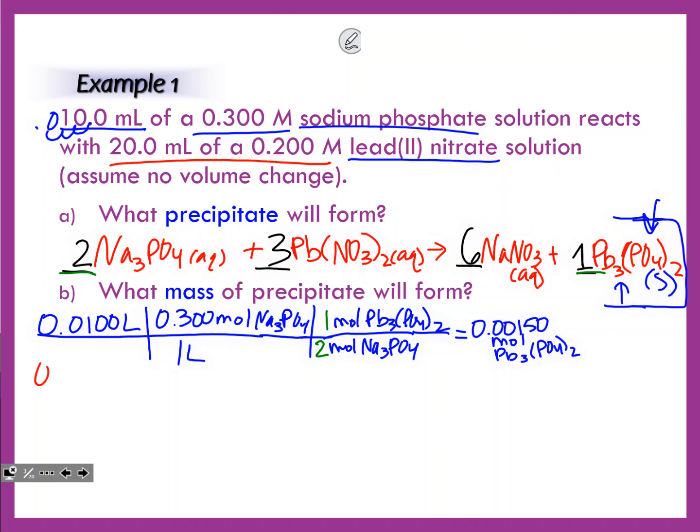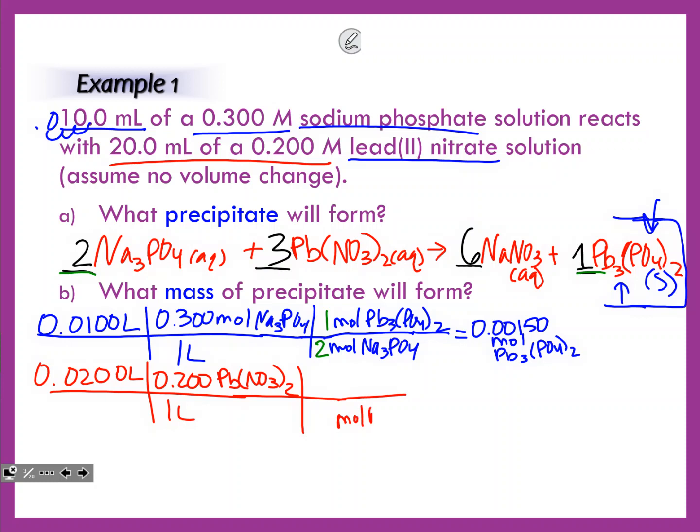Now let's look at the other reactants here. Do the same thing. Got to figure out what's limiting, because they gave us information about both of our reactants. So yes, they become longer problems if they give us information about both reactants. This is the lead 2 nitrate. We work that one over.